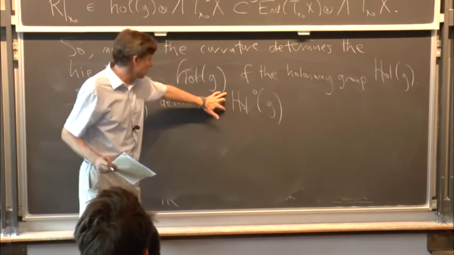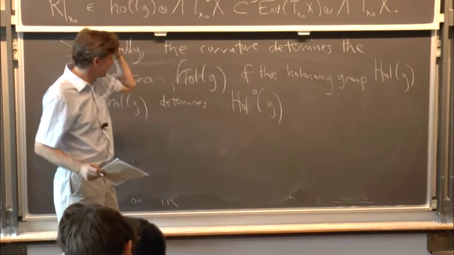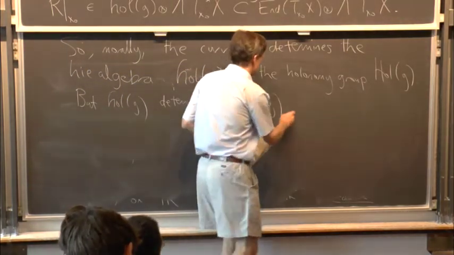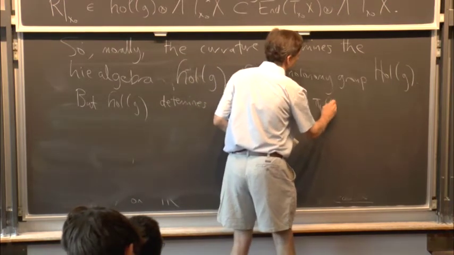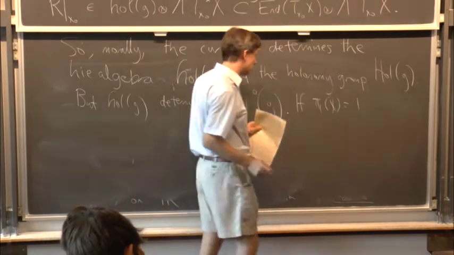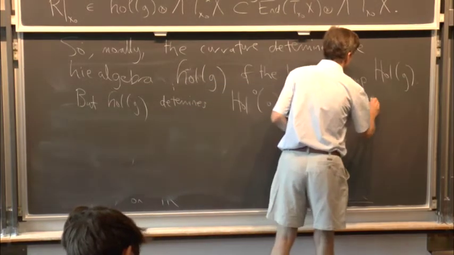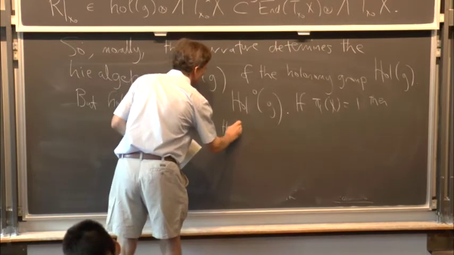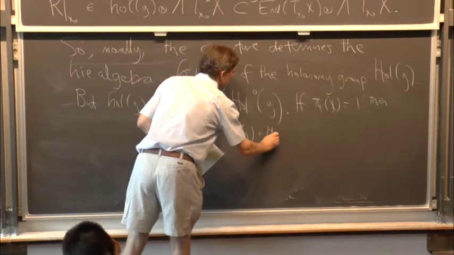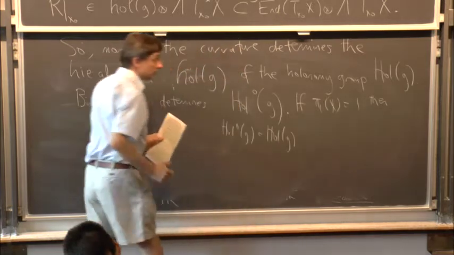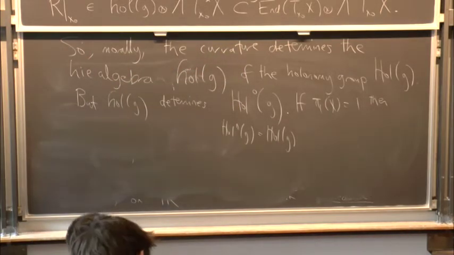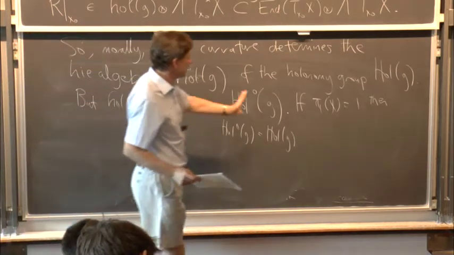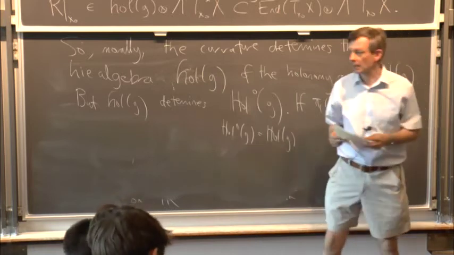This is the connected component of the holonomy group containing the identity, and if X is simply connected, then the holonomy group is connected, so Hol_0 of G equals Hol G. So in the case in which X is simply connected, then in some sense the curvature of the metric determines the entire holonomy group. Okay.